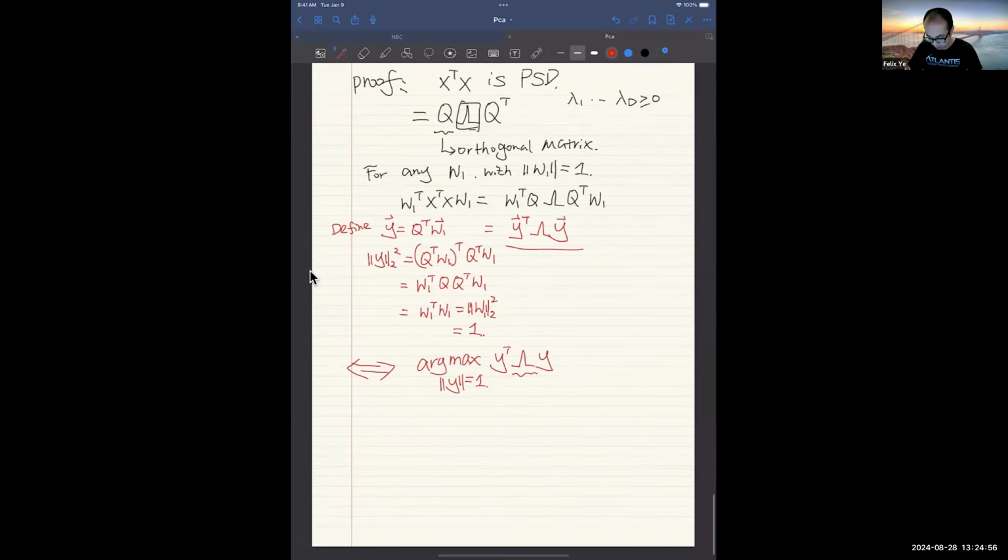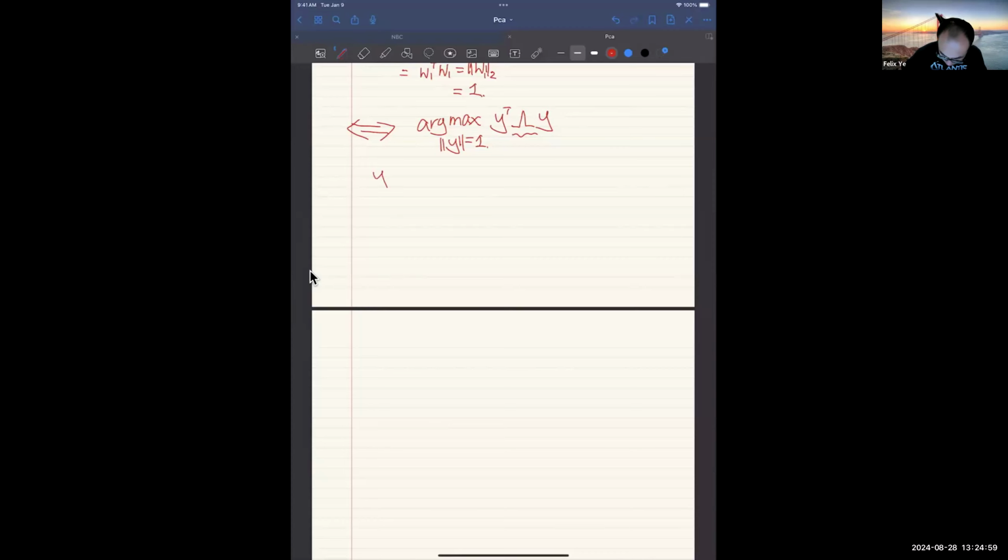So this is much easier to handle, because if we write y as its components y1 to yD, then y transpose lambda y actually becomes the summation, i from 1 to D, of lambda i times yi squared, subject to the sum of the squares of each component being 1.